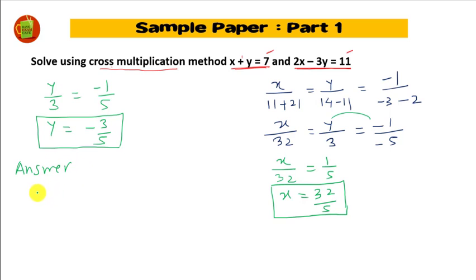So the answer is: x is equal to 32 by 5 and y is equal to minus 3 by 5. The answer carries half mark weightage, so don't lose that half mark. So here these are the 3 important steps and this question carries 3 marks. This will be the first step, this will be the second step, and this last one will be the third step carrying half a mark.